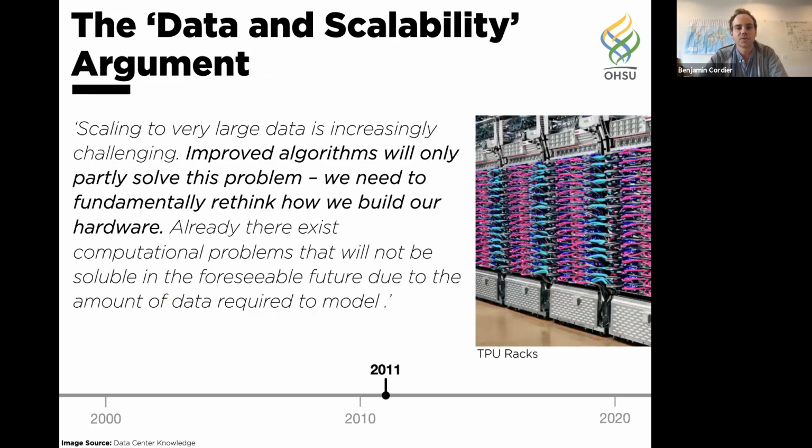The first one is the data and scalability argument. The idea is that scaling to very large data is increasingly challenging, and improving algorithms is one way to partly solve this problem, but we also need to fundamentally rethink how we build hardware. This is something we're already seeing, especially in deep learning, where we moved from CPUs, which was pre-deep learning, to GPUs, which were one of the central hardware technologies that facilitated the revolution. And now we're moving on to TPUs and more robust classical architectures that can be more efficient.